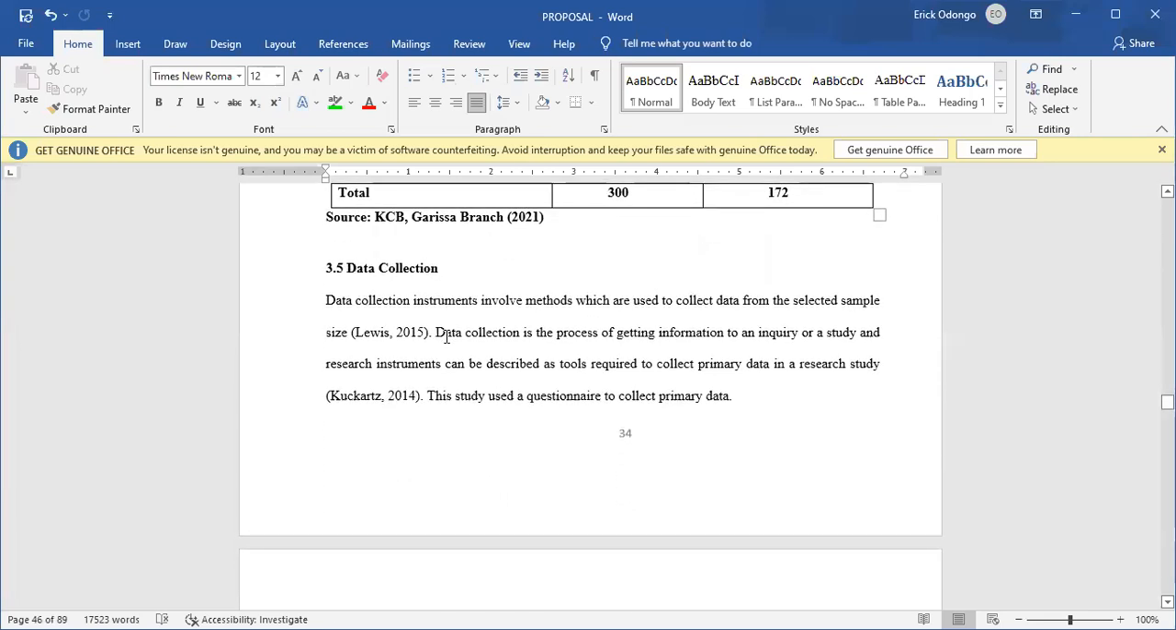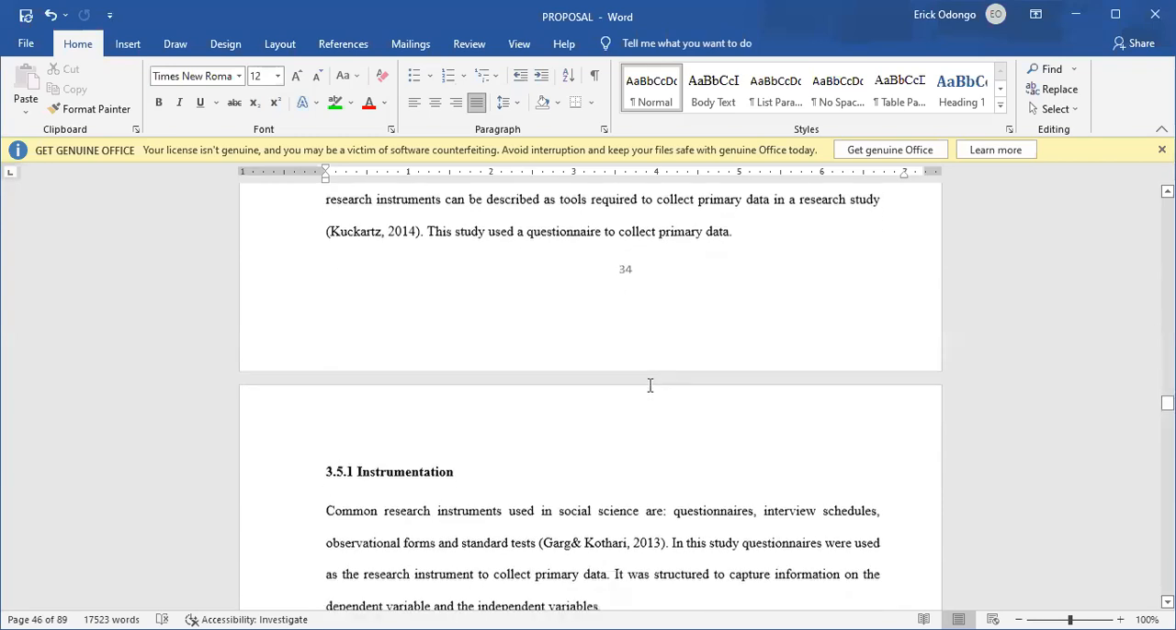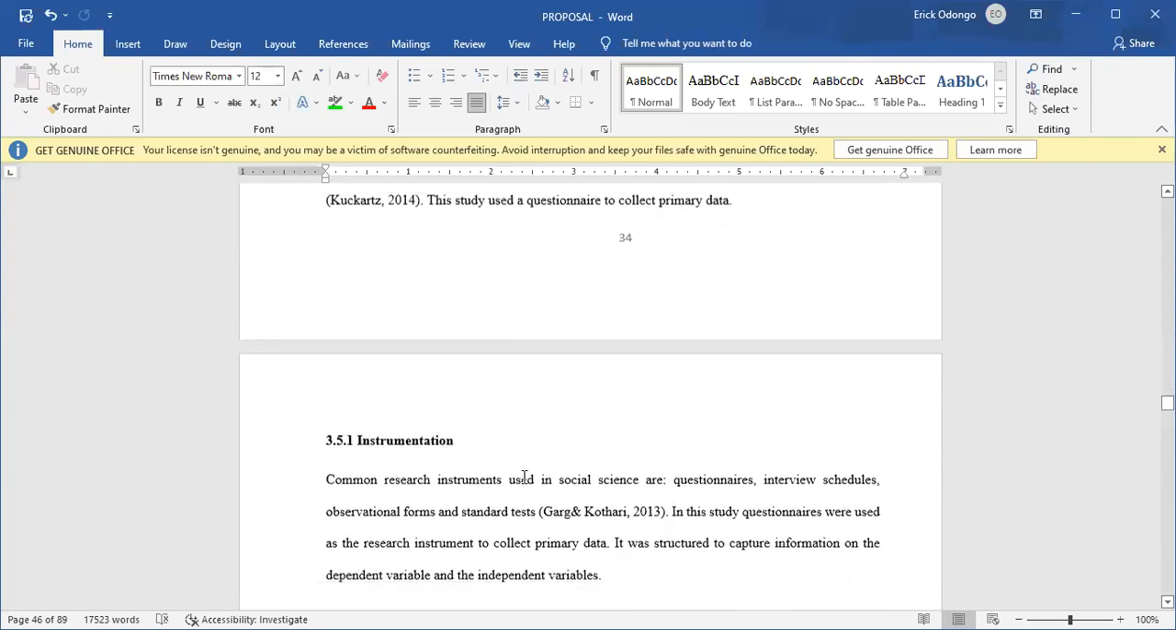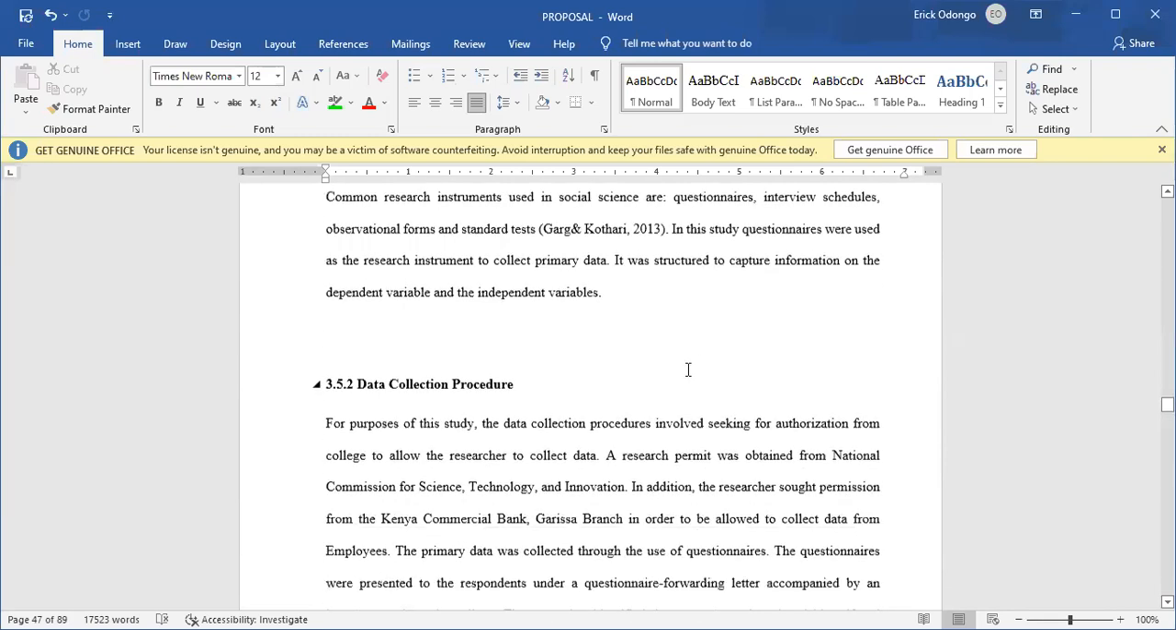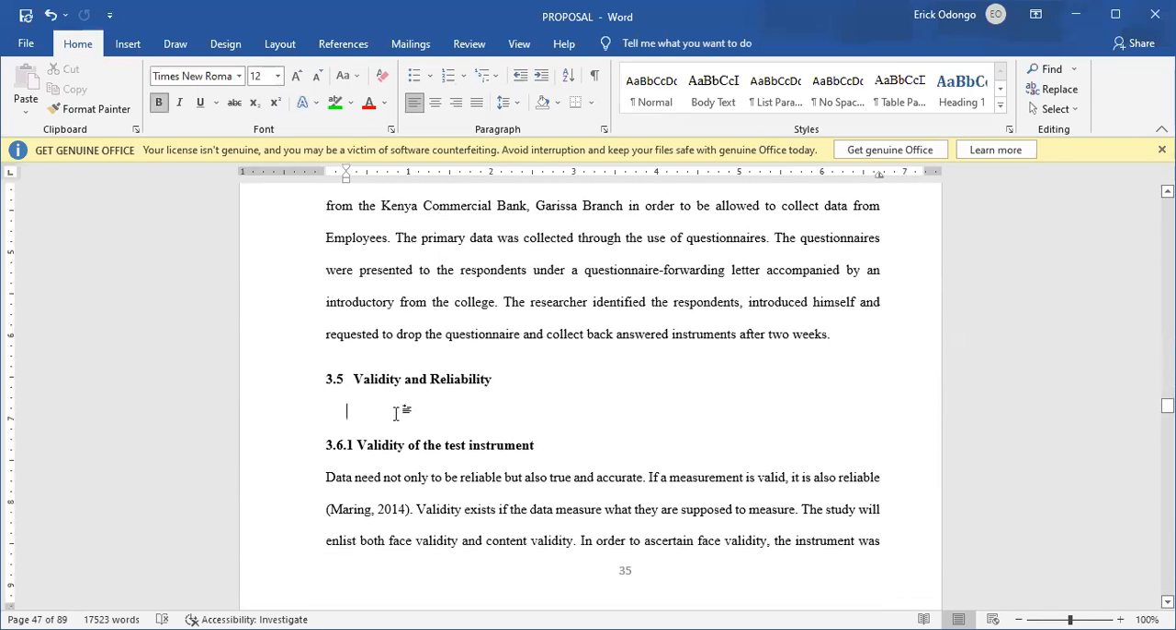Then we have data collection. How do you collect your data? You'll be using questionnaires. What kind of questionnaires? The first one is the instrumentation that you'll be using, questionnaires. The second one is the procedure that you'll be using. Then after that, you look at the validity of the instrument, the validity of the instrument that you'll be using.